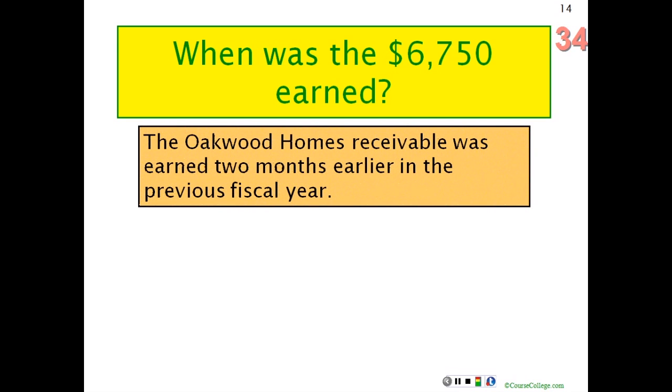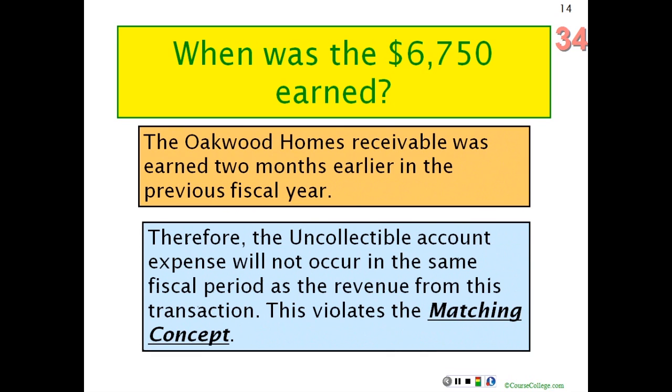When was that $6,750 earned? Well, actually 2 months earlier, which was in a prior fiscal period. You know, they got the notice in January. They earned this money in the last fiscal period. Well, by what we just did, we violated the sacred, most important idea in accrual accounting under GAAP.